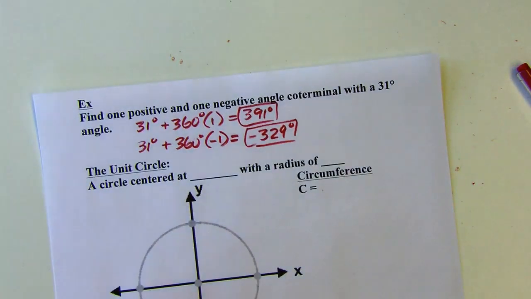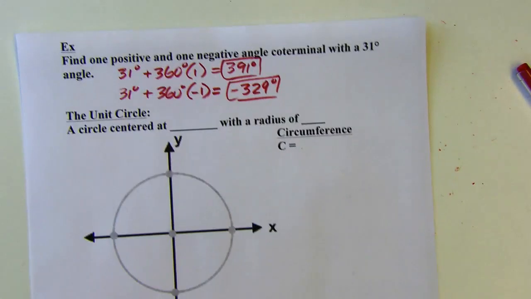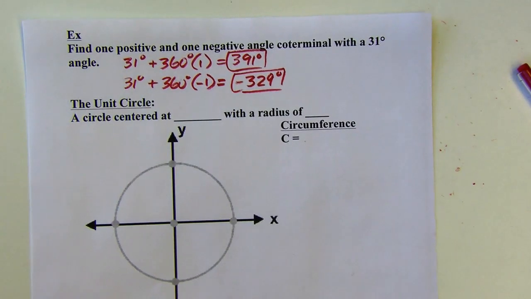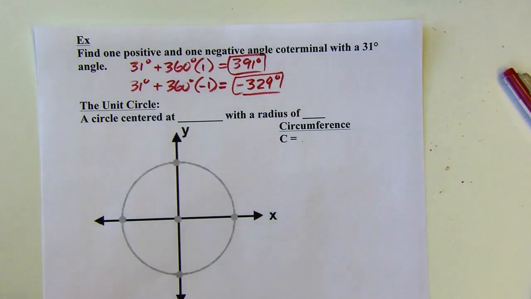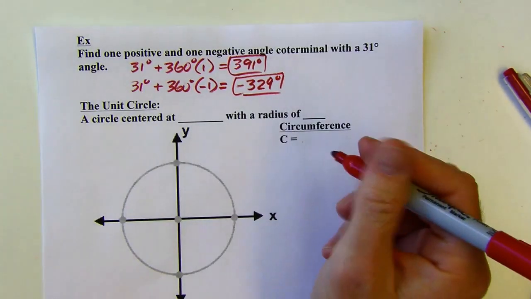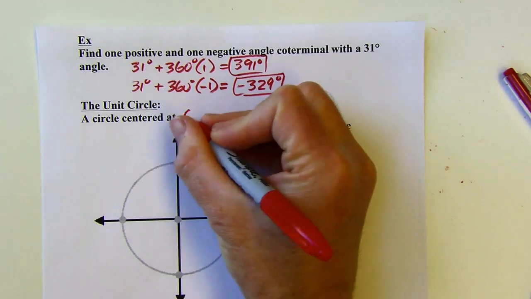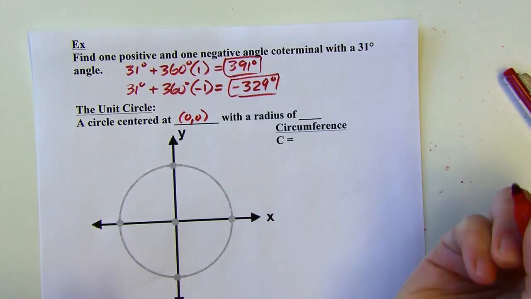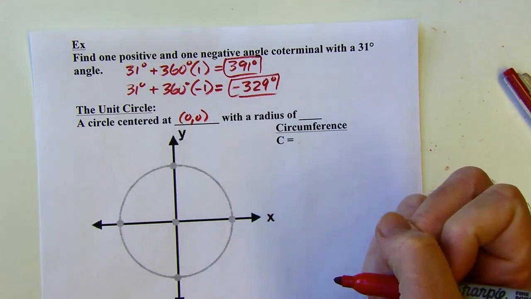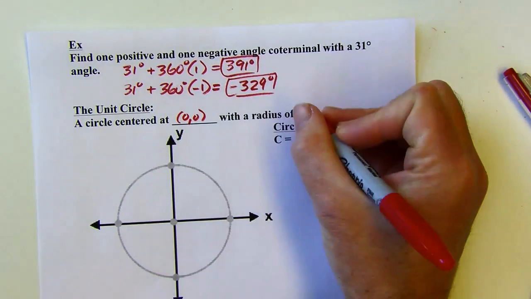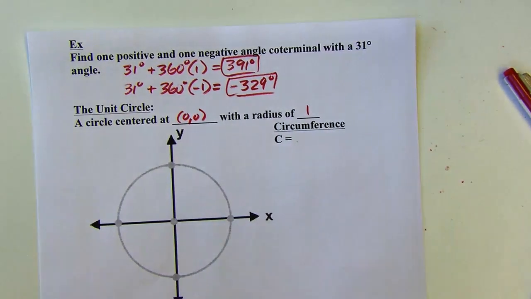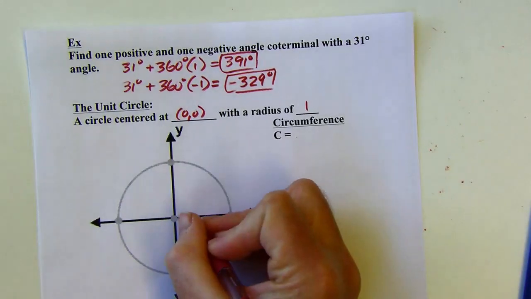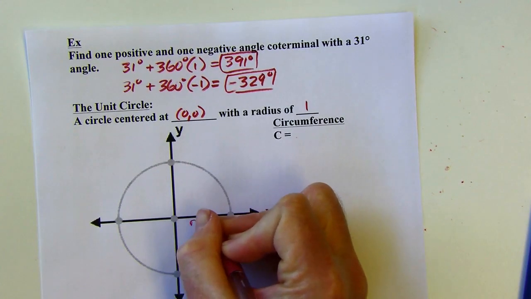All right, and now this is a big concept, the unit circle. This is super important in trigonometry. So the unit circle is a circle that's centered at the origin at 0, 0 on an xy axis, and it has a radius of 1, okay. So I'm going to put that into the picture. My radius is 1, okay.